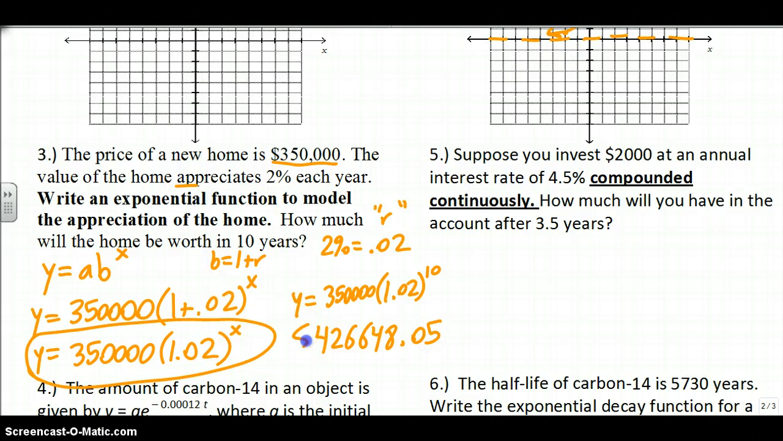$426,648.05. There you go. That's how much the home will be worth in 10 years. Not too bad there.